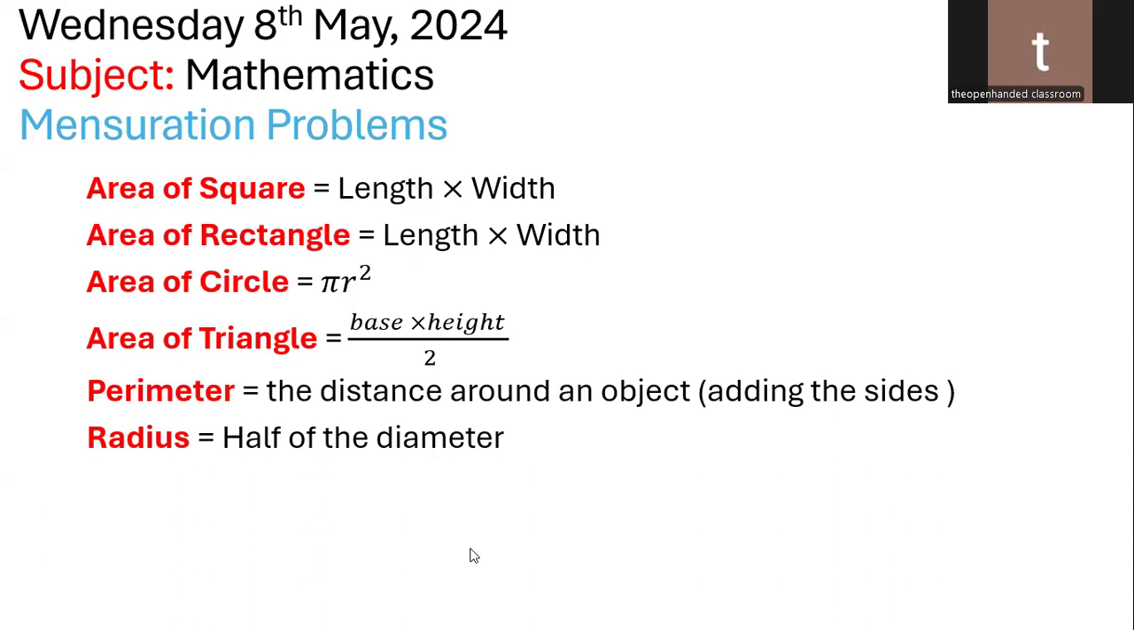All right, and Brianna, what's the area of a triangle? Base times height over 2. Very good. Base times height divided by 2. And Chai, what's the area of a square? Length times width. And what's the area of a rectangle? Base times height over 2. Rectangle, rectangle. Oh, length times width. Very good.